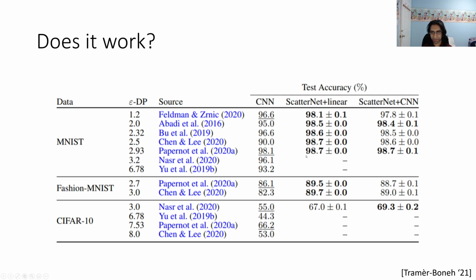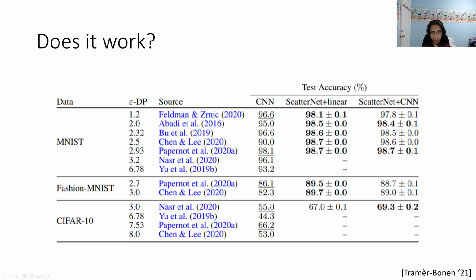Very simple methods, non-privately, get accuracies of 99%. Basically anything works on MNIST, but 98.7 doing it with privacy is not bad. The thing is, this is a relatively easy data set. And when you move to harder data sets, for example, Fashion MNIST, you can not even get 90% with privacy, really. Whereas, of course, state-of-the-art methods can get 99% plus.